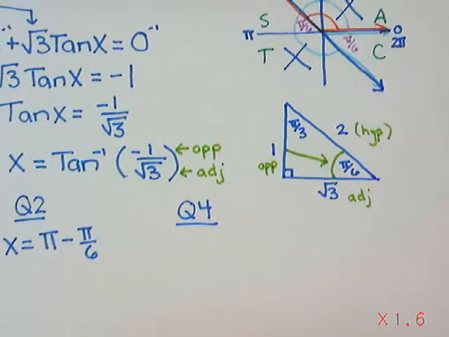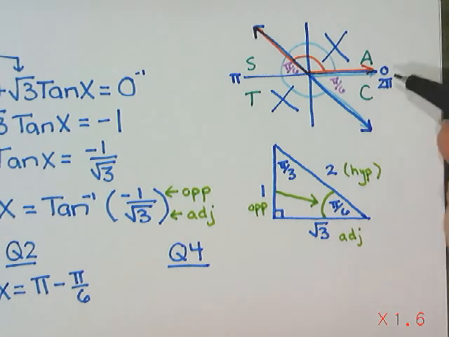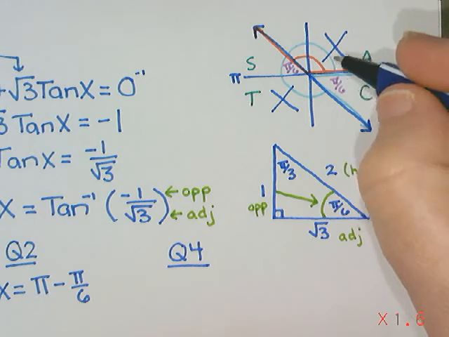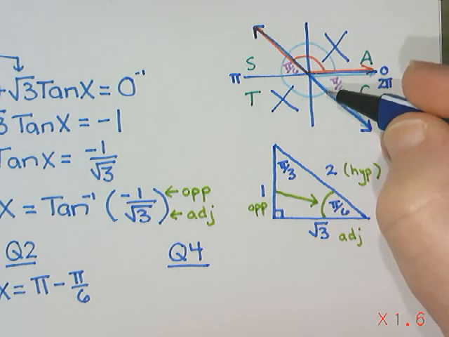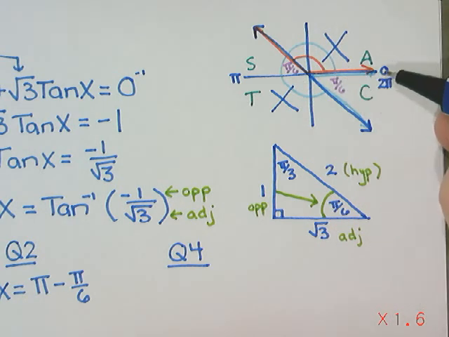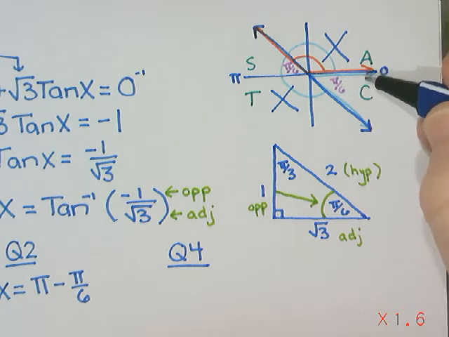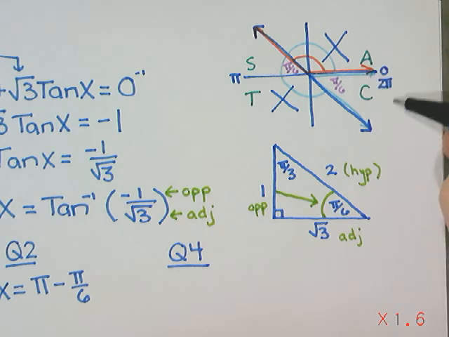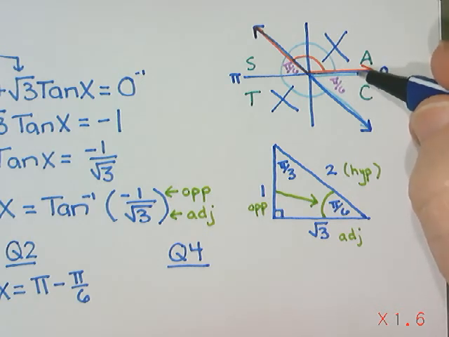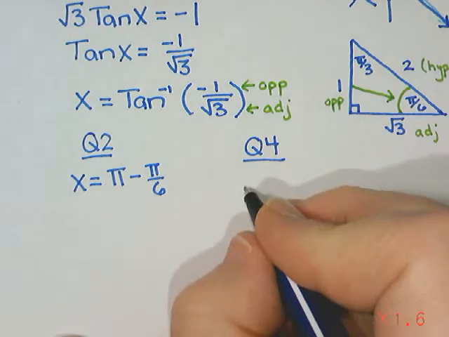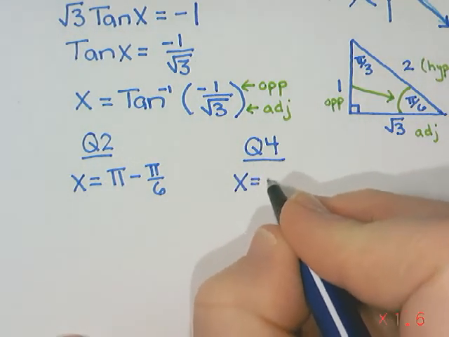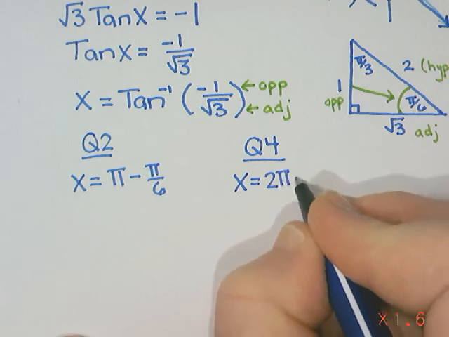And then the angle in quadrant 4, this one here, the angle is going all the way around, almost in a full circle, except it's pi over 6 less than a full circle. So the closest x-axis measurement to this angle is 2 pi, and then it's a little bit smaller than 2 pi. So I would do 2 pi minus pi over 6.